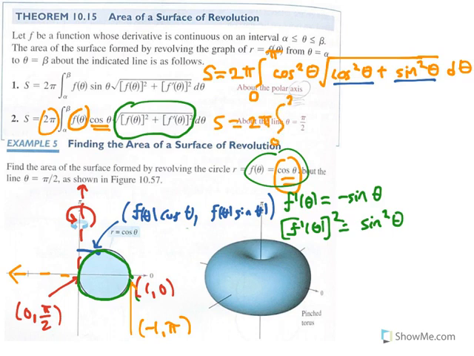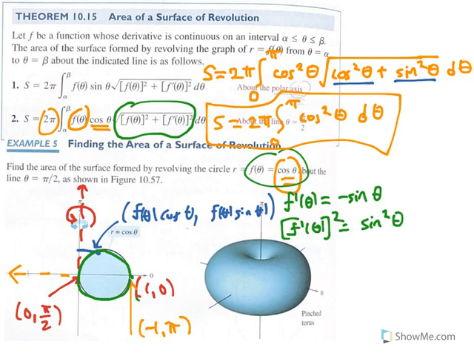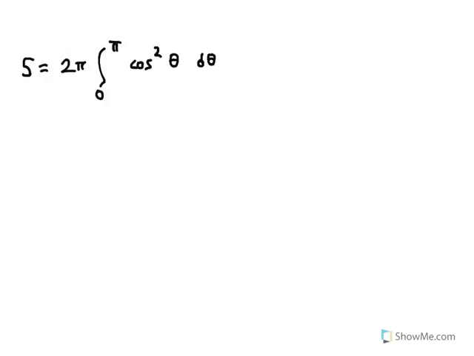So you have 2 pi times the definite integral from 0 to pi of cosine squared theta times the square root of 1, which is just 1. So this is what we have. And on the next page, we're going to take a look at how we can evaluate this definite integral to get the area of this surface of revolution.